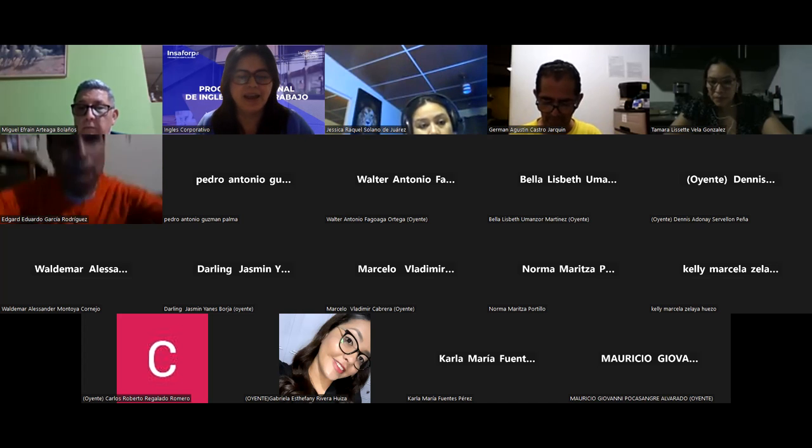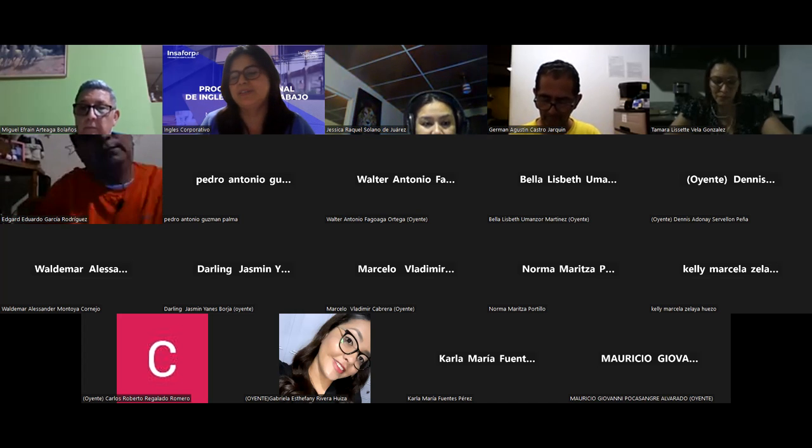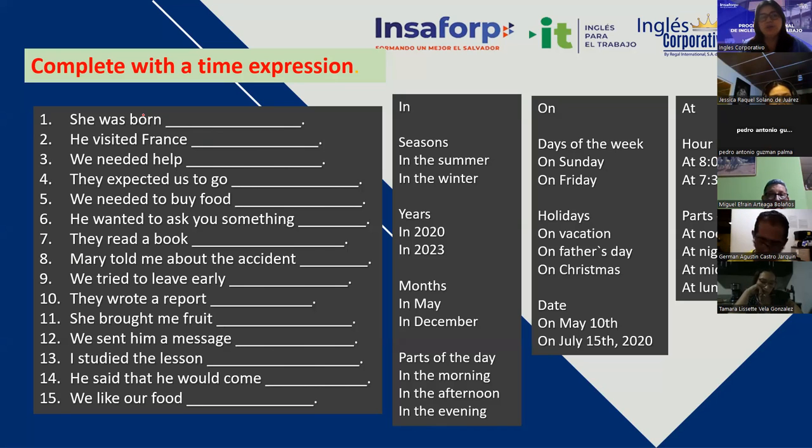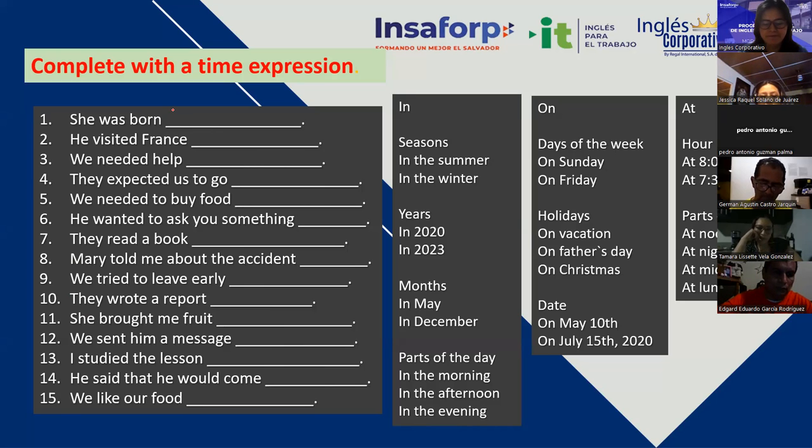Let's see. How was it? Was it easy? A little bit? Vamos a ver. Who wants to complete the first sentence? She was born on May 10th, teacher. Okay. On May 10th. Who wants to read number two? He visited friends in the summer. Okay. Number three.